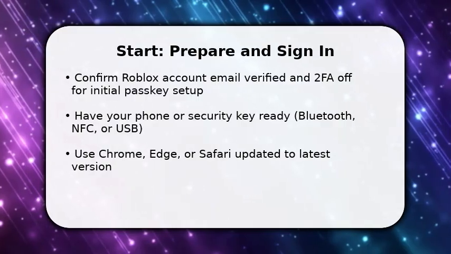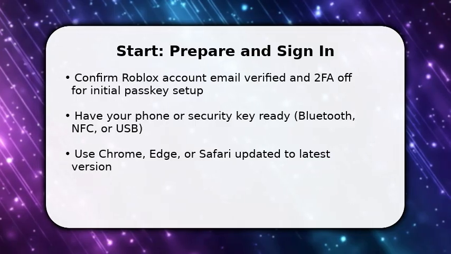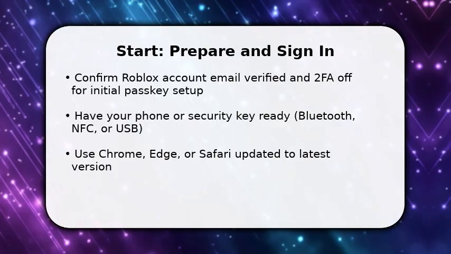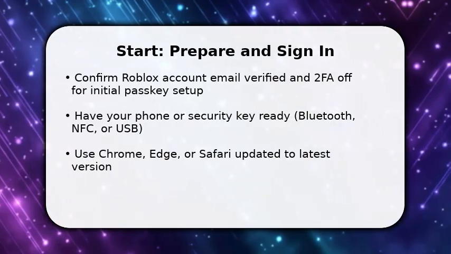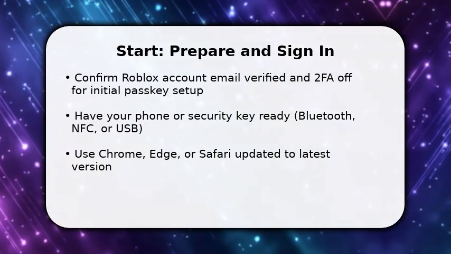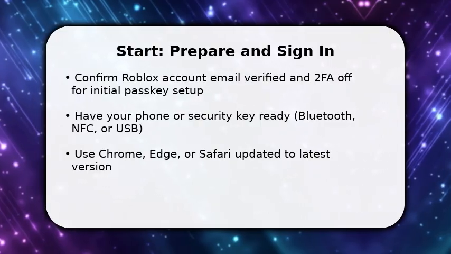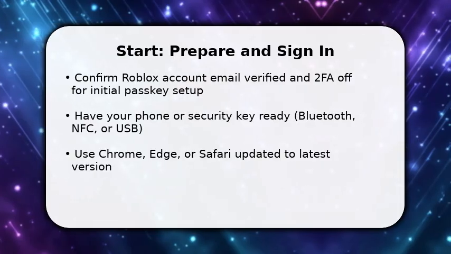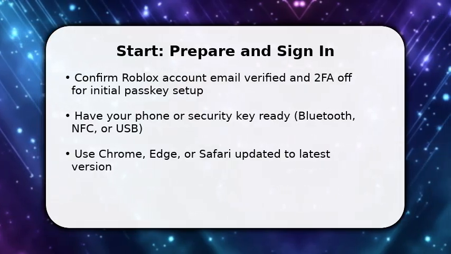You begin by signing into Roblox and choosing the account where you will add a passkey. Make sure your email is verified and that you have a physical security key or your phone unlocked and nearby. Open a supported browser, then go to Account Settings and select Security. Tap Add Passkey and follow the on-screen prompts to register your device.